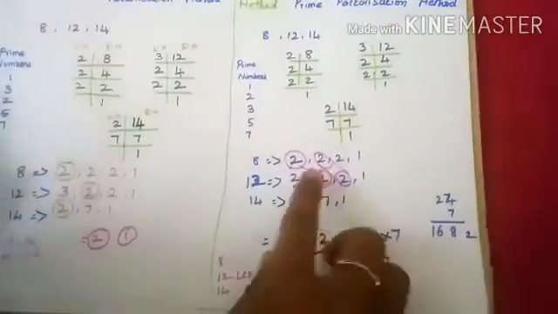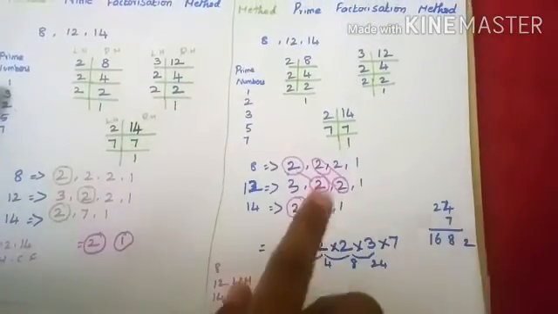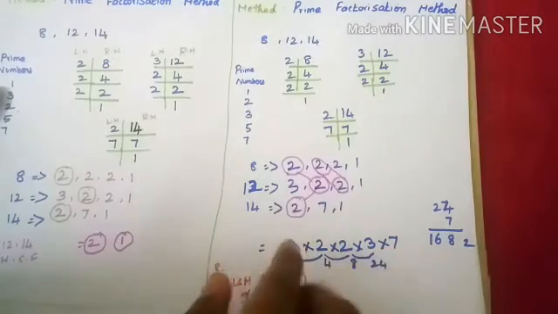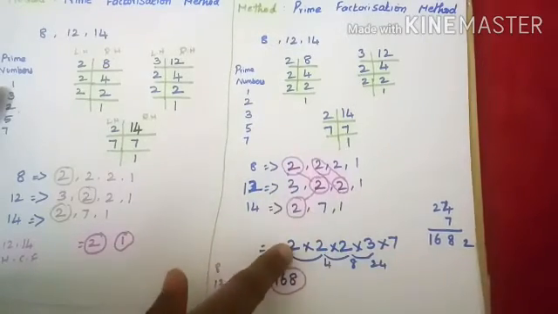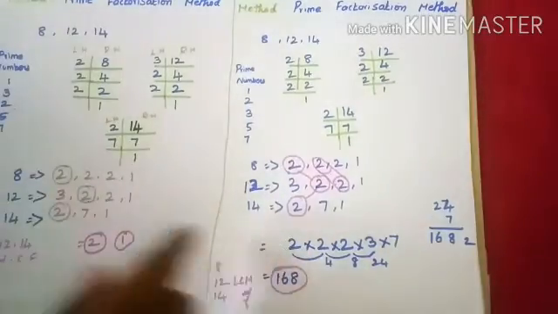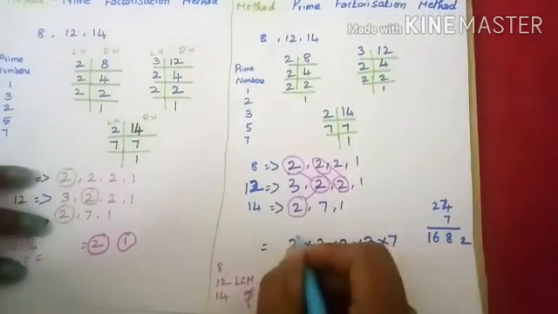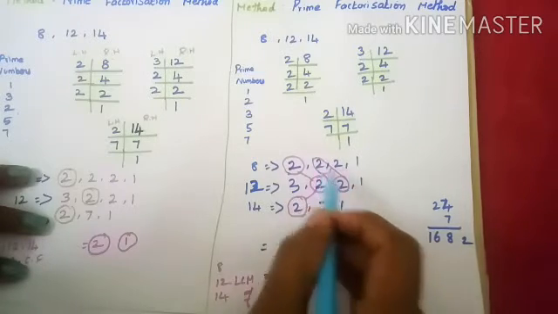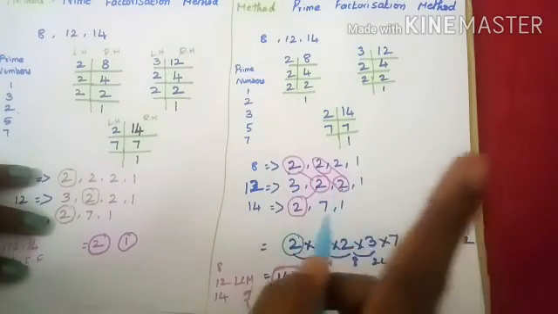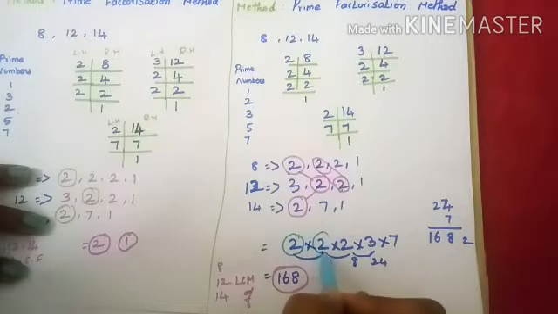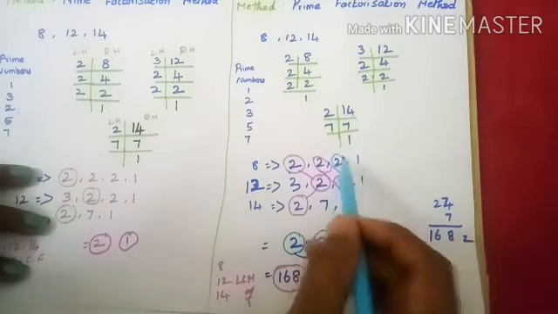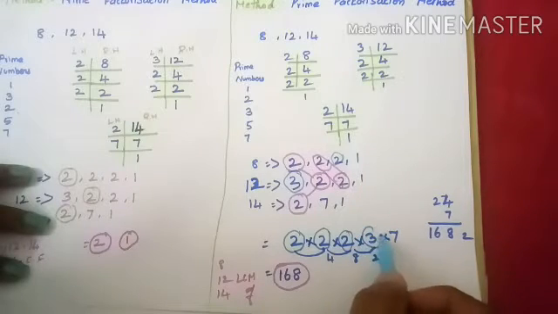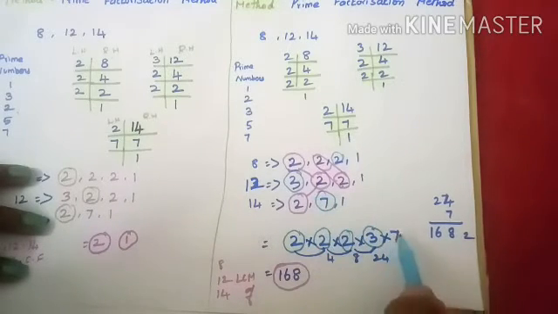And look at this, LCM. LCM means we should write the common factor and also the uncommon factors. The common factor is 2. So I write 2 here. Another 2 is present in only 2 numbers, so I take only one 2 here. The remaining numbers are 2, 3 and 7.